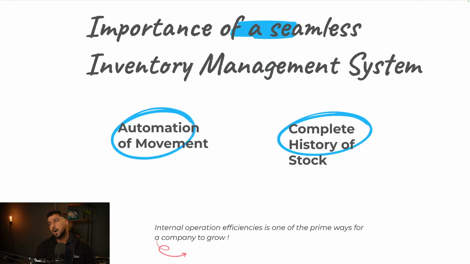Now, why even have this webinar? Why even have a conversation about having a seamless inventory management system? The biggest part is the automation of movement. Knowing how products move within your cycle is what an inventory management system unlocks for us. And then, of course, once it happens, there's a big concept of history: how things have moved, how things have been established.